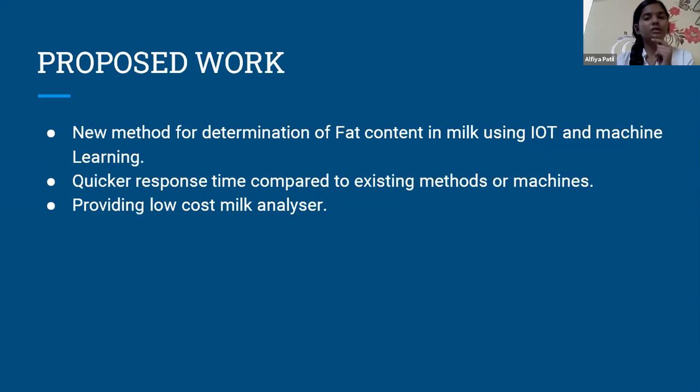Now the proposed work, there are three things. First is the fat determination technique using IoT and machine learning, which I will be shortly explaining in detail. Then reducing the response time was one of the aims, because the machines that we took the samples from for making our data set were taking approximately 1 minute, 1.5 minutes for giving results. And the Gerber method, which gives the most accurate results, takes about 5 minutes per sample. So a lot of time gets wasted measuring the fat of a given sample. And giving a low-cost milk analyzer was the last aim.